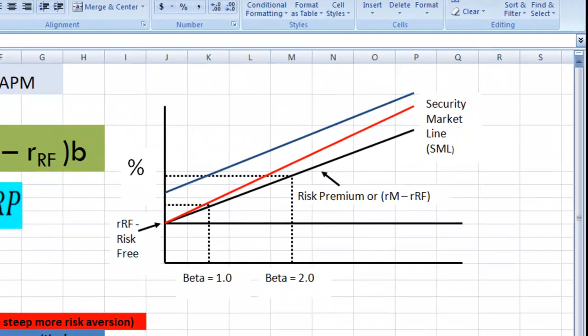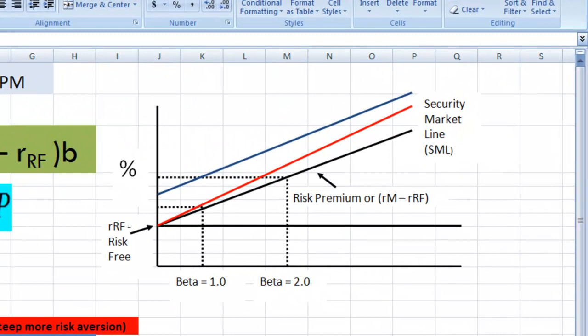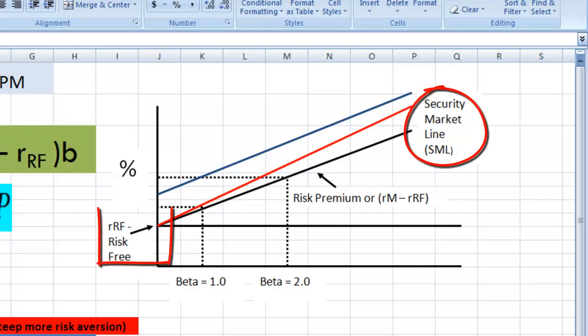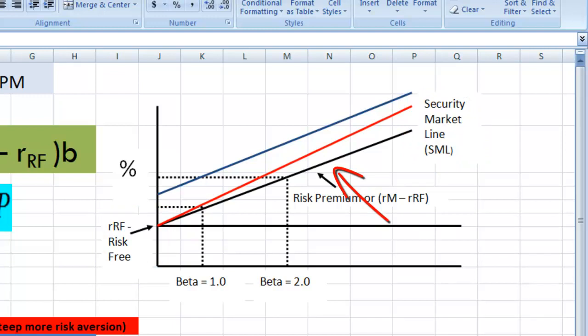Now here is the visual representation of the capital asset pricing model. It is referred to as the security market line. Now riskless securities have a beta of 0 here. This line is the security market line. Its slope is equal to the expected risk premium, or the risk of the market minus the risk-free rate.